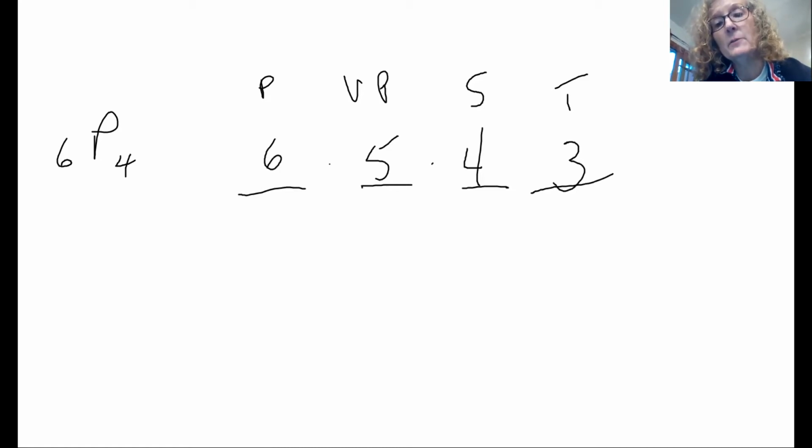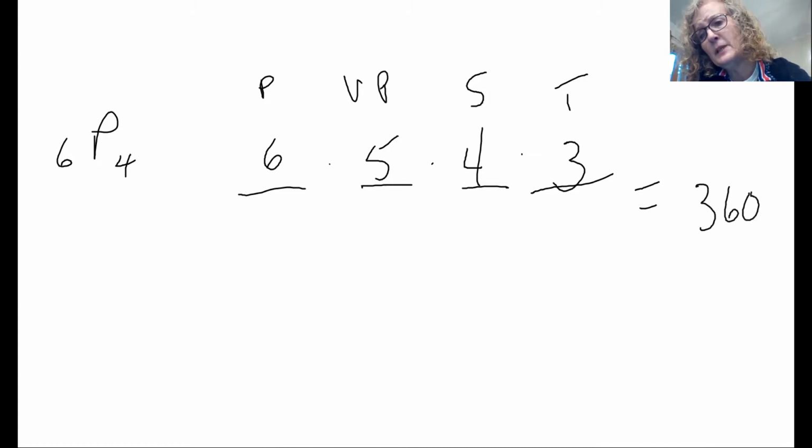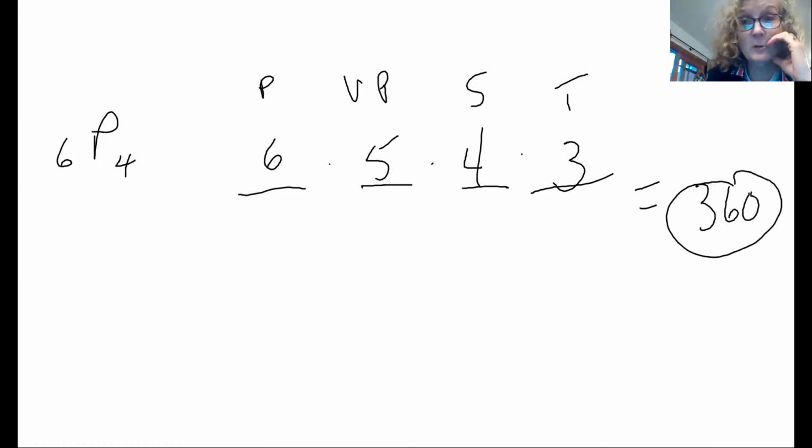Multiply these numbers together. That's the number of ways I could pick a set of 4 officers out of those 6 people. 6 times 5 is what, 30? 30 times 4 is 120. And 120 times 3 is 360. Now that may blow your mind a little bit, but there are 360 ways that given 6 people, you can pick officers.